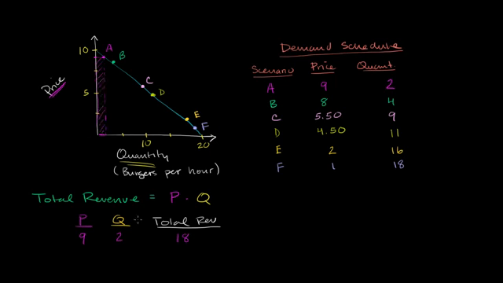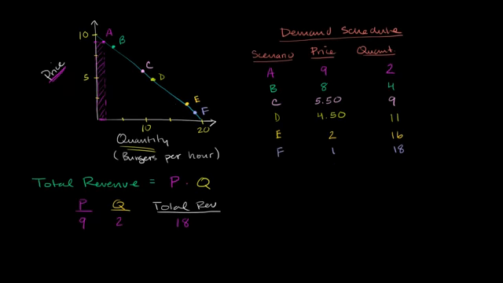Now let me do a couple of them just to really make it clear for us. Let's try point B. So at point B, when our price is 8, and our quantity is 4 burgers per hour, our total revenue is going to be 8 times 4, which is $32 per hour. And once again, you can see that visually. So this height of this rectangle is 8, and the width is 4. The total revenue is going to be the area. It's going to be the height times the width, just like that.